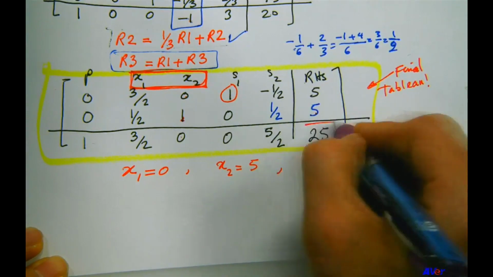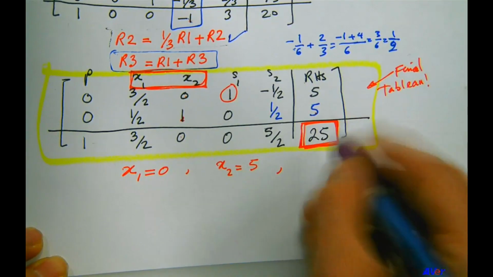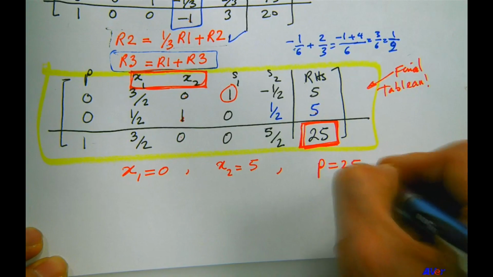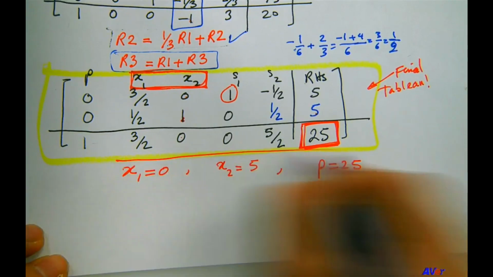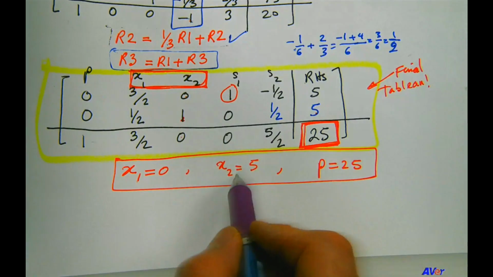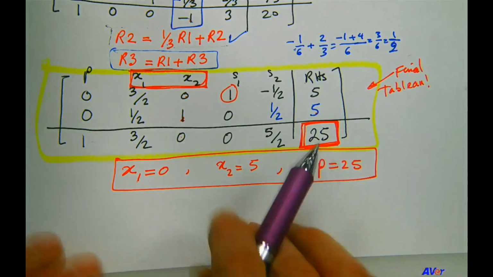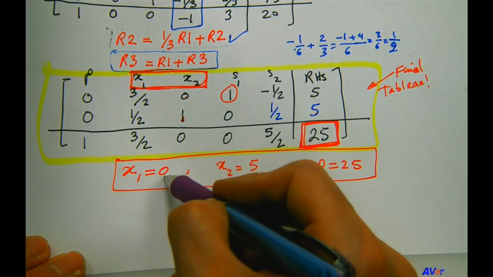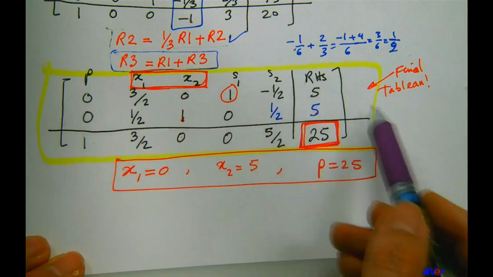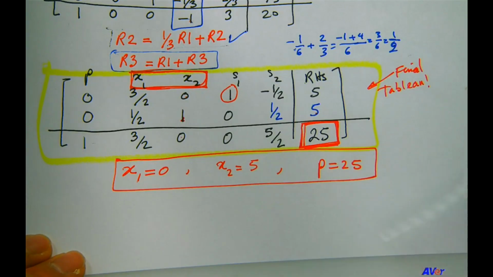And then, of course, the maximum value of the objective function is that. So p equals 25. So this is the solution of that maximum problem: x1 is equal to 0, x2 equals 5, p is equal to 25. Once again, because people always have questions about this, how does x1 come out to be 0? Well, you have the final tableau. There are no negative numbers in the objective row. So this is how you read the solution from the final tableau for the maximum problem.